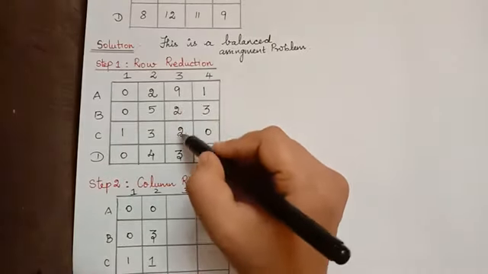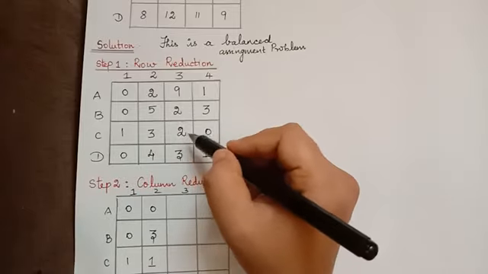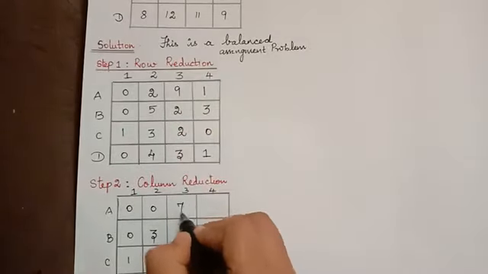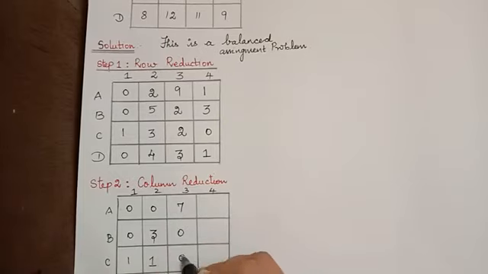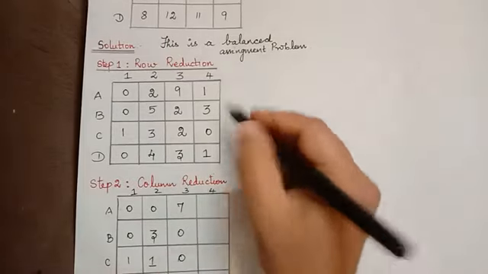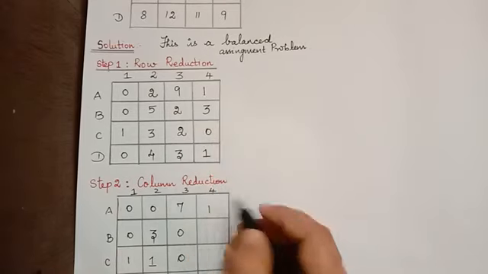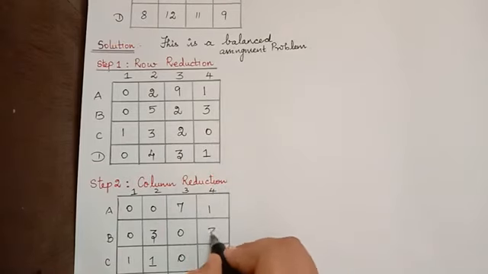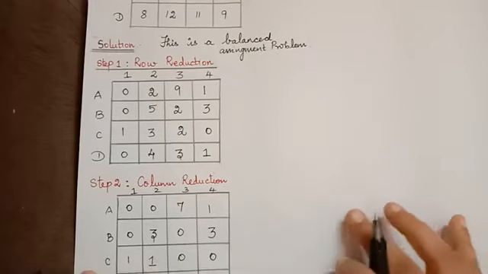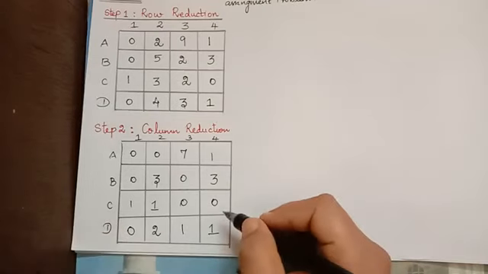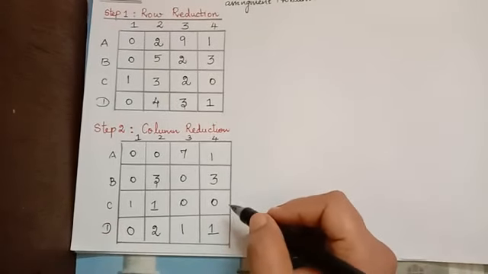The least element of the third column is 2. So we have to subtract 2 from all the other elements. So this becomes 7, 0, 0, 1. And here in the last column, the minimum element is 0. So obviously 1 minus 0 is 1, 3, 0, and you get 1 over here. Now we have to go to step 3.